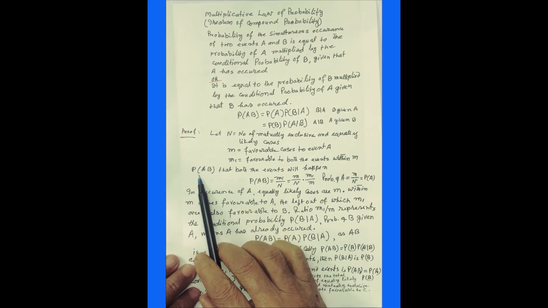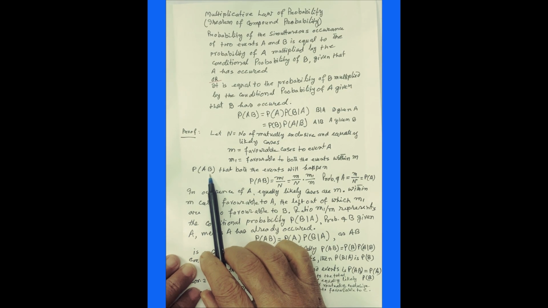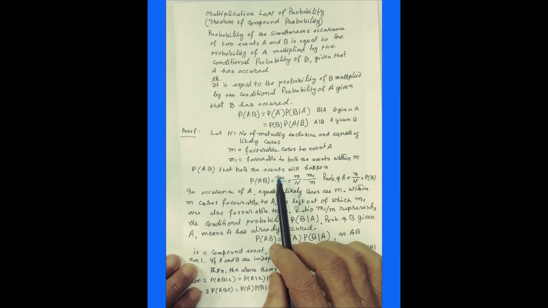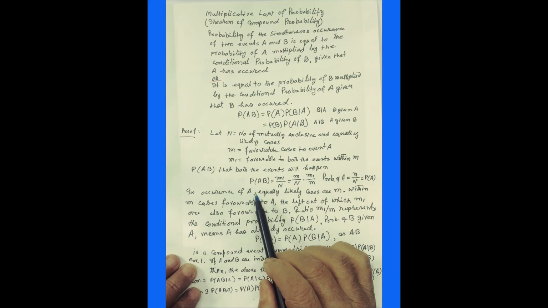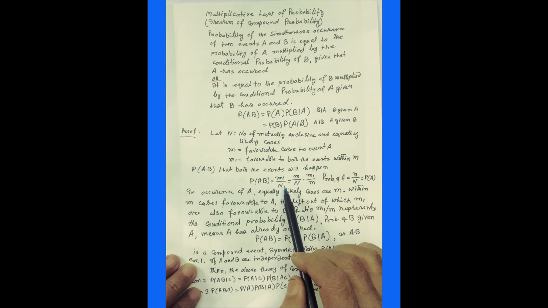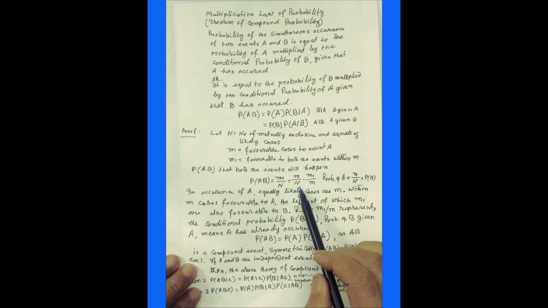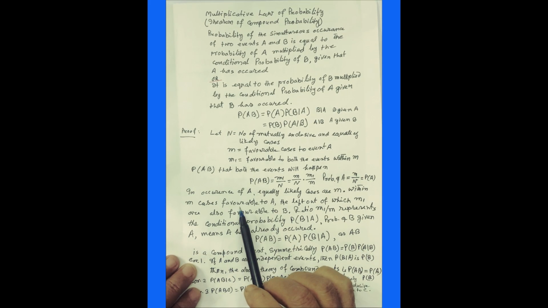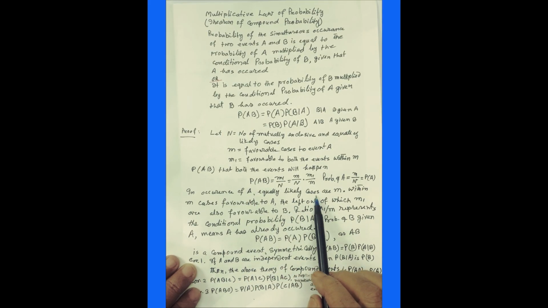Then the probability of the events A and B occurring simultaneously, that both the events will happen, is P(AB) = m1/n = m/n into m1/m. So the probability of A is m/n, that is P(A). In the occurrence of A, the equally likely cases are m.